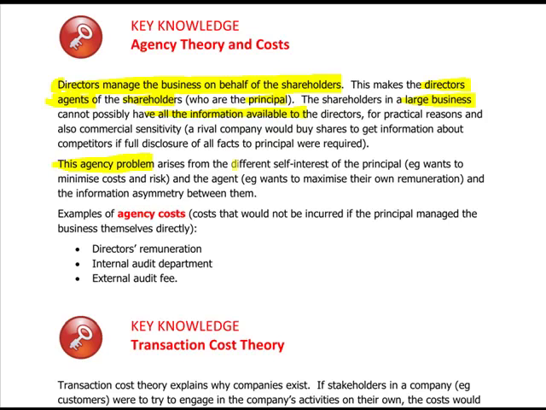The agency problem arises because of different self-interests. The principal wants to minimize costs and risk. The agent, the director, wants to maximize their own remuneration, their own career advancement, their own bonuses and structures and share and status. Those two things therefore are opposing forces. You can't, for instance, minimize the cost entirely when you've got agents, directors, wanting to maximize their own remuneration. So that's clearly going to oppose each other and causes problems. So this is the agency theory.